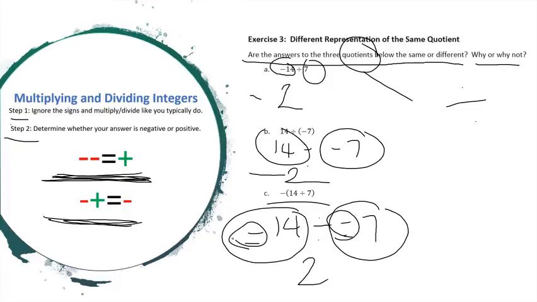If you owe somebody $2 versus you have $2 in your pocket, those are two big differences. So it's so important to make sure that you're careful, because if you accidentally get a negative when it's a positive, your whole answer is incorrect.